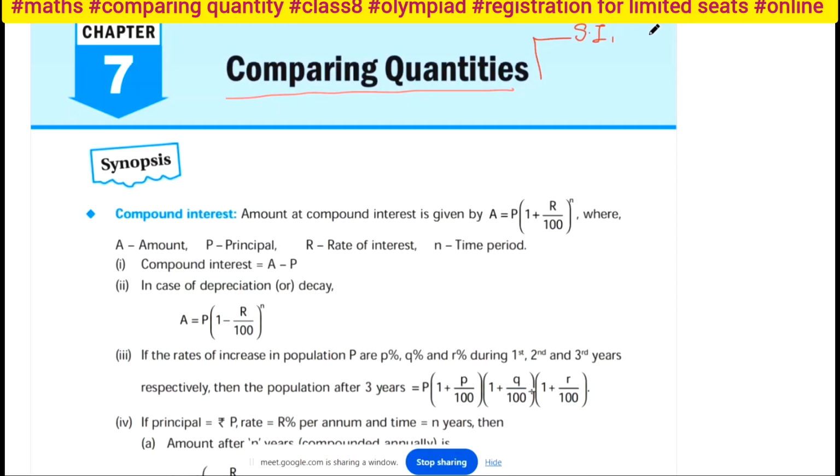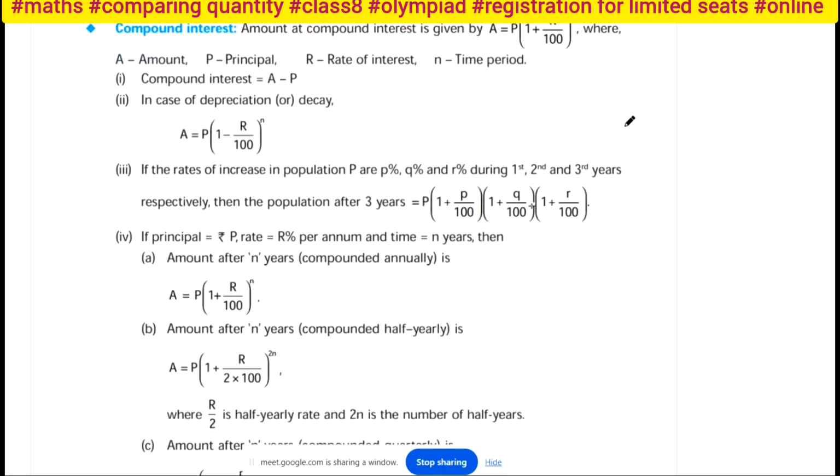Simple interest, compound interest, loss, profit, their percentages, meaning loss percentage, profit percentage, discount, all these things. Selling price, cost price, amount, principal, all these kinds of quantities we will discuss in this. So we have to do lots of practice because it is totally subjective type now.